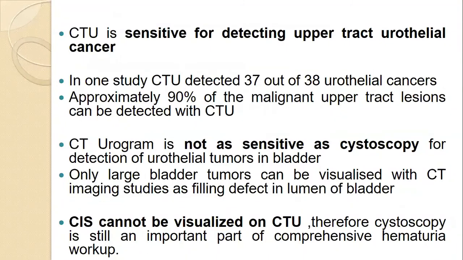CT urogram is the most sensitive for detecting upper tract cancers, and one study of CTU detected 37 out of 38 urothelial cancers. Approximately 90% of malignant upper tract lesions can be detected with CTU. But CT urogram is not as sensitive as cystoscopy for detecting urothelial tumors in the bladder. Only large bladder tumors can be visualized on CT as a filling defect in the lumen of the bladder. Carcinoma in situ cannot be visualized on CT. Therefore, cystoscopy is still an important part of the comprehensive workup for hematuria.